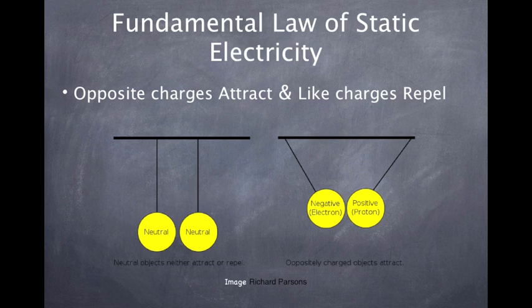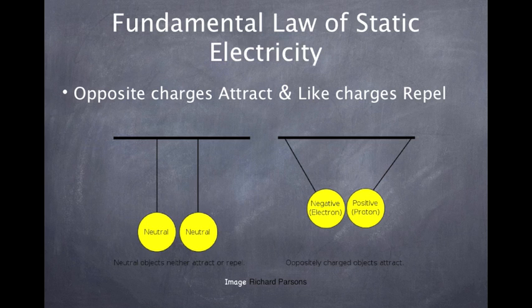So the fundamental law of static electricity, which is what Paul Abdul enlightened us with, is the fact that opposites attract and like charges repel. So if you have a positive and a negative, the positive and the negative will attract. If you have two positives, they will repel. If you have neutral objects, they actually won't do anything. But if you have one neutral and one charged object, they will attract because of polarization.